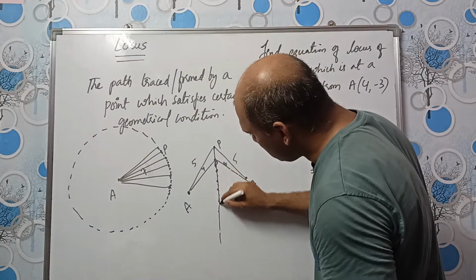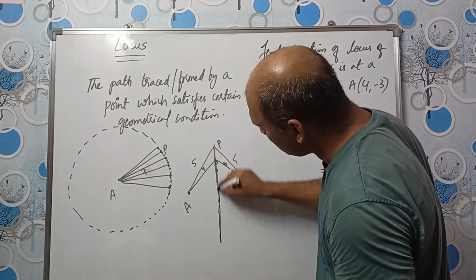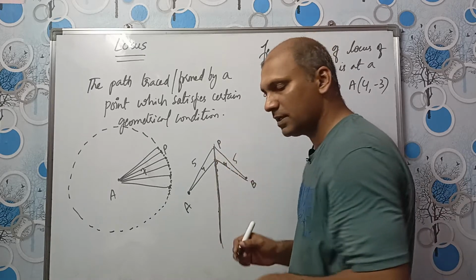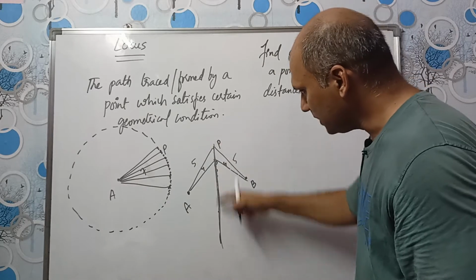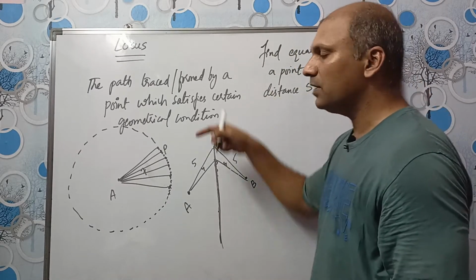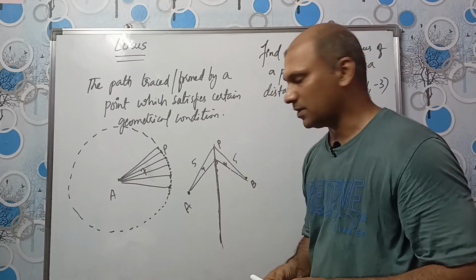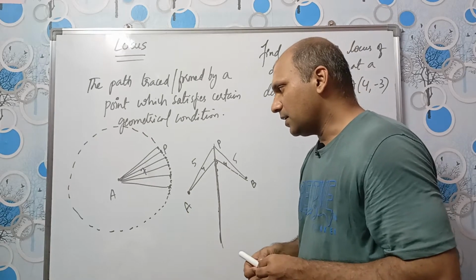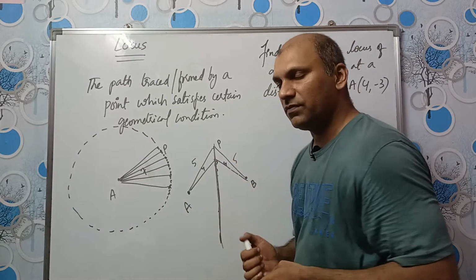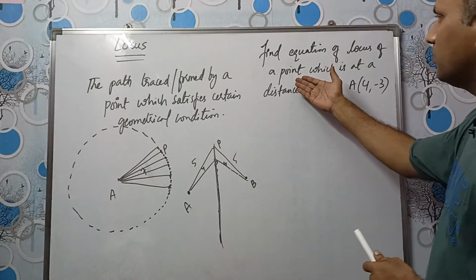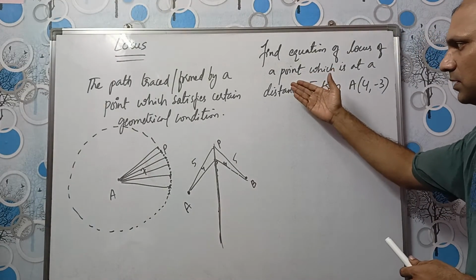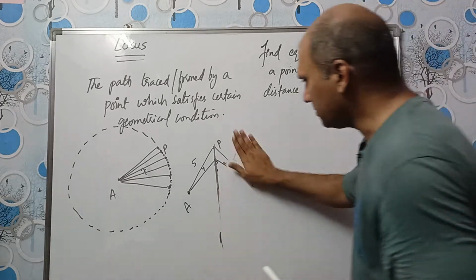So what is the path this point is tracing? Straight line. So equation of this straight line will be the locus. I hope you understood the definition of locus. So we have a problem here. We'll solve this problem.